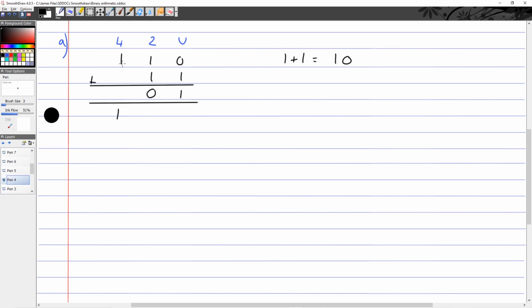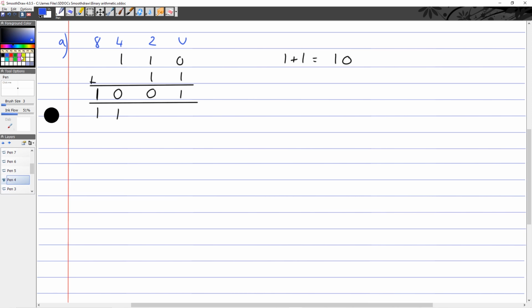And now we've got 1, and the 1 that was carried is 2 again. 2 looks like 1, 0. There's nothing else here, so we bring that 1 up. And of course, that 1 went into the 8's column. So the answer is 1, 0, 0, 1.